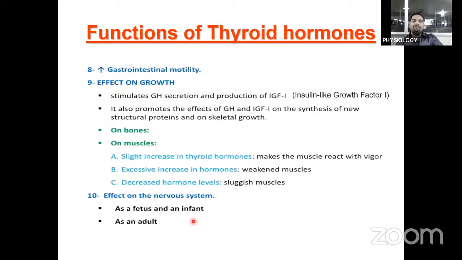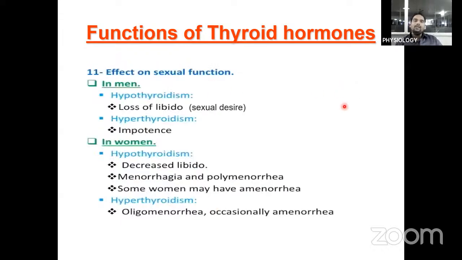In a fetus and an infant, if there is a small amount of iodide, there is no maturation of fetal growth. That's why nowadays, with iodine deficiency in the fetus, a condition like mental retardation is produced. Even as an adult, a hormone insufficiency will have an effect on sexual functions. In men, hypothyroidism causes a loss of sexual desire, and hyperthyroidism produces impotency. In females also, there are effects of hypothyroidism and hyperthyroidism.